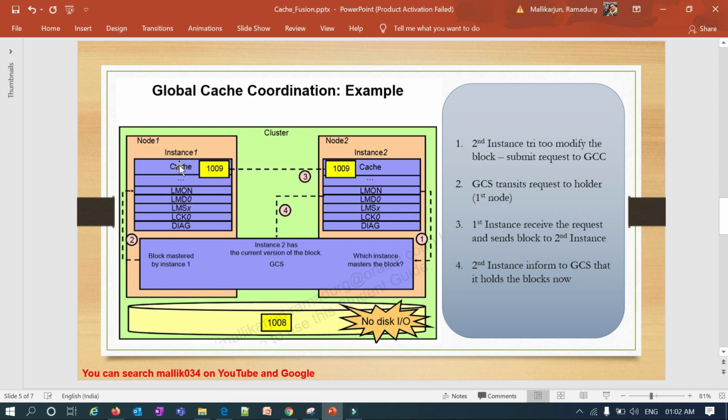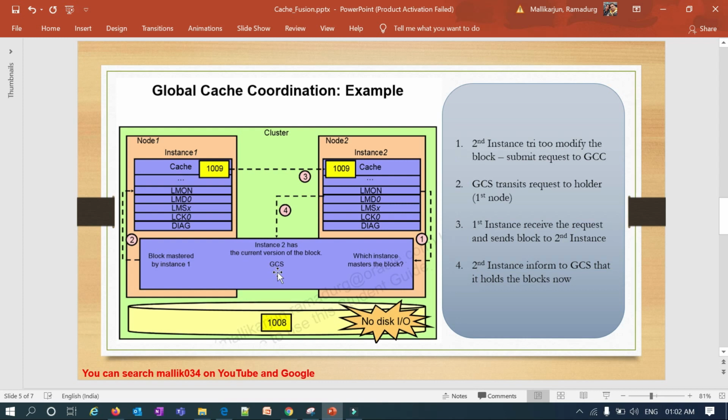Why is it sent to node 1? Because this 1008 was already modified by node 1, and some connection has updated it to 1009. This block is already modified and available in instance 1, and it has committed, but it is not yet written to the data file. The moment any request comes for that particular block, my GCS will send out a request to whoever is holding that block. It will loudly speak out.